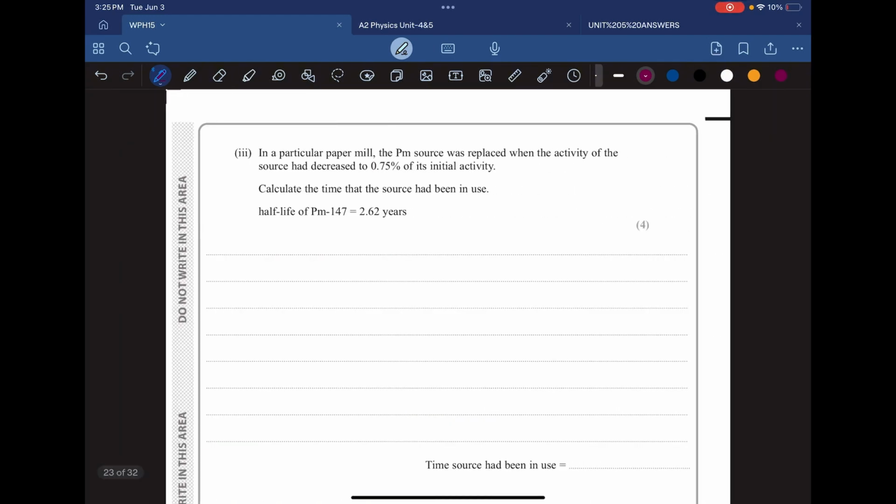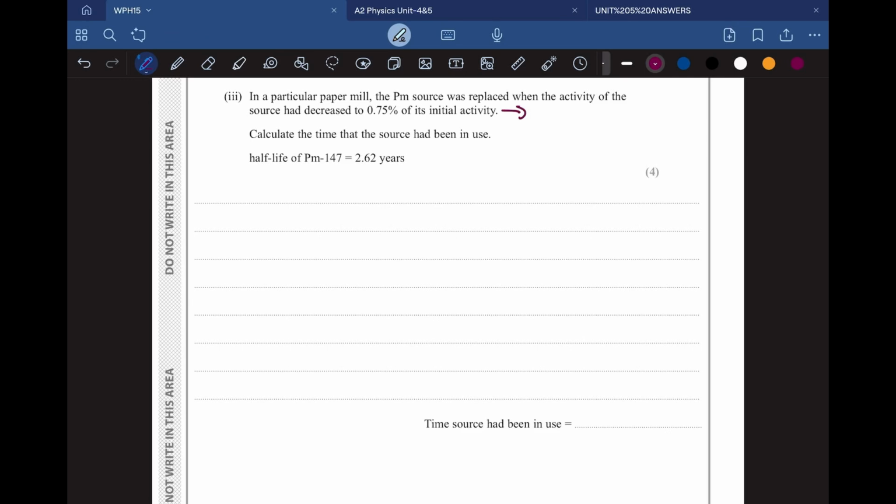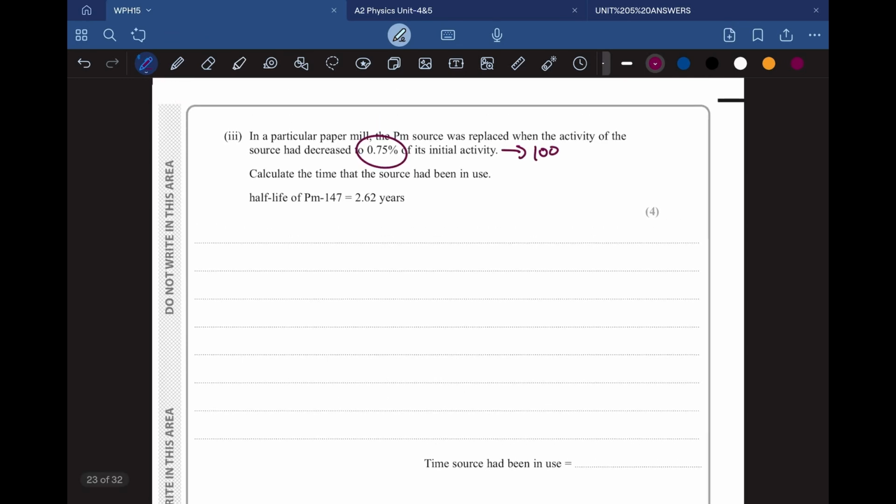Now moving on to the next part, it says in a particular paper mill, the PM source was replaced when the activity of the source has decreased to 0.75% of its initial activity. So if its initial activity was, let's say, 100, now the activity has become 0.75% of that 100. 0.75% means divided by 100 and of initial activity means multiplied by 100. If we remove both the 100, it has become 0.75. So if the initial activity was 100, now it has decreased to 0.75.